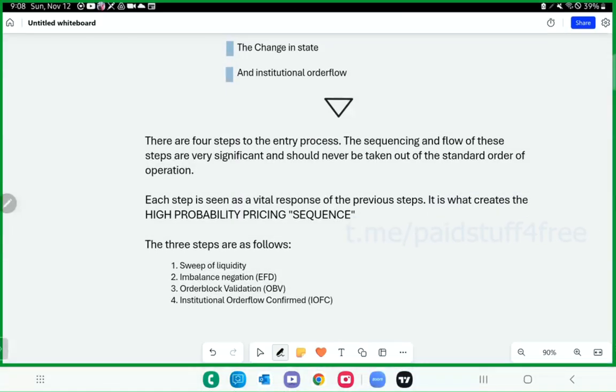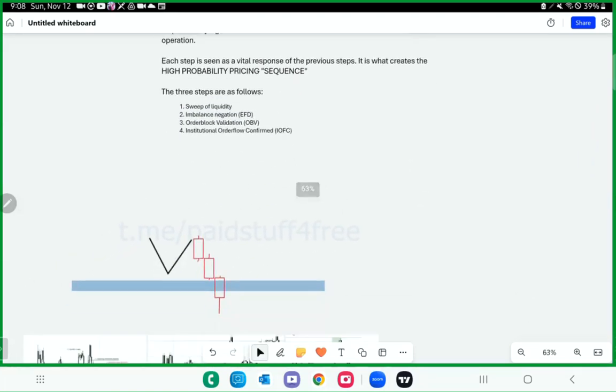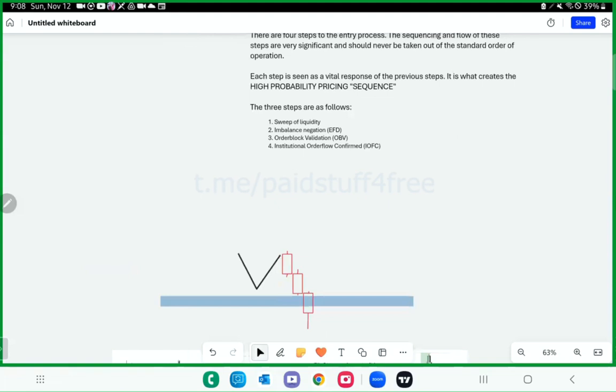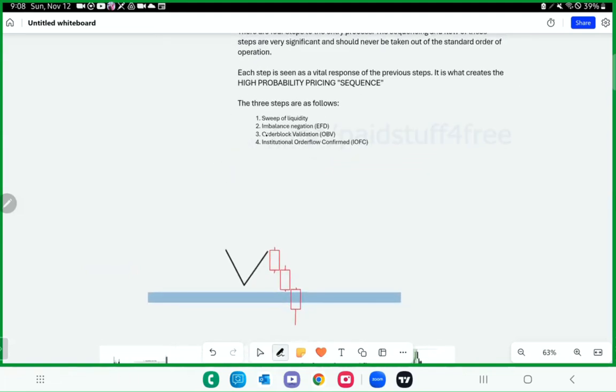Perfect. So these little abbreviations, EFD, OBV, IOFC, just help us remember that procedure, that process. So when it comes to us executing, as mentioned, the very first step is that sweep of liquidity.